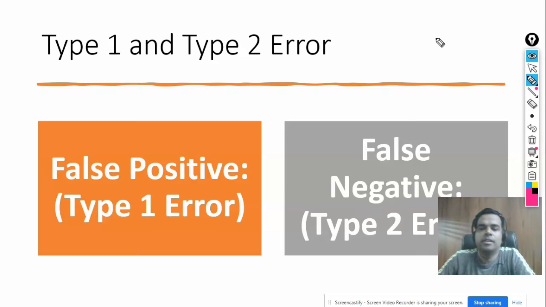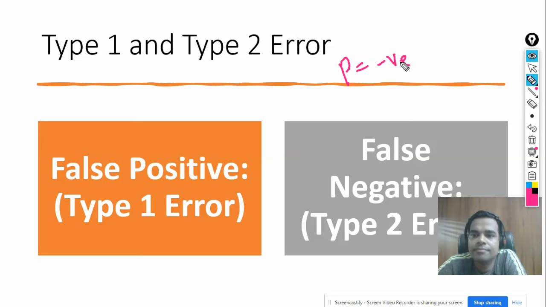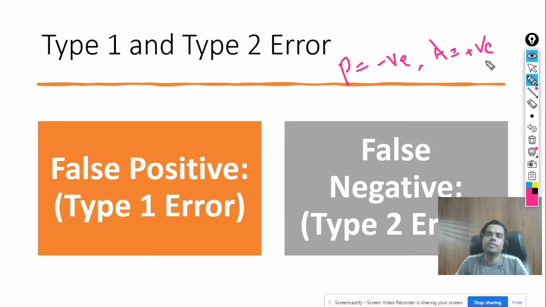Here false negative means this is a type 2 error. So false negative is basically where our model predicts negative, but actually it is positive. So our model predicts it is negative, but actually it is positive. Just like a woman is not pregnant, but actually she is pregnant. That is our false negative.